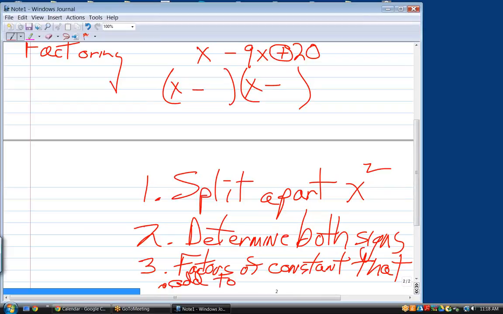Add to 9, the coefficient of the middle term, without sign. I'm not looking for them to add to minus 9. I've already incorporated this minus sign in the fact that I made both signs minus. So I'm looking for factors of 20 that add to the number 9. What are those?